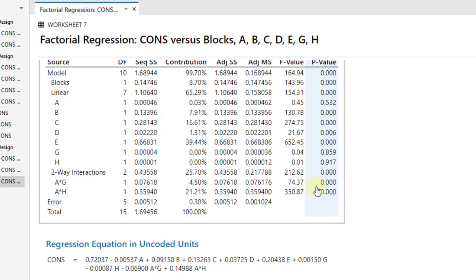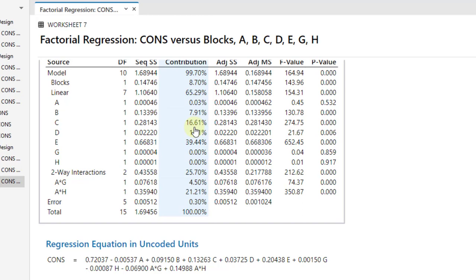Now, how can we rank their significance? We can rank them based upon their percentage contribution. You can see here, the highest percentage contribution is of parameter or variable E, that is 39.44, followed by the parameter C, 16.16, followed by the contribution of AH, that is 21.21%, and then on the third number the percentage contribution of the parameter C, that is 16.61. So in this way you can identify the parameters or terms in the descending order of their percentage contribution.